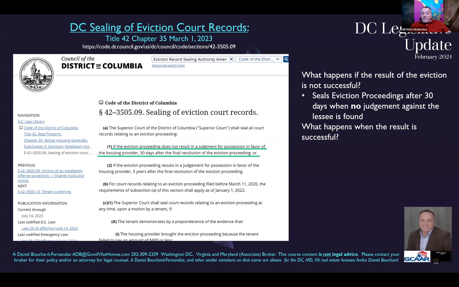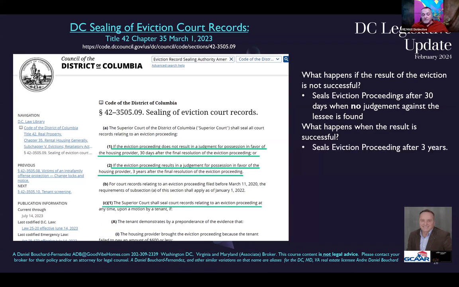All right, next topic. What happens when the result is successful? If the eviction proceeding results in a judgment for possession, meaning the tenant was evicted in favor of the housing provider, then 3 years after the final resolution, it matters. If the eviction proceeding is less than 3 years old, you can use it as a basis to deny a rental application. But you cannot do so if it is after 3 years. If it was more than 3 years ago, you can't use it as a basis to deny them. And it's probably going to be sealed anyway. But if it's not sealed and it's still showing up in their credit reports, you can't use it as a reason to deny them.